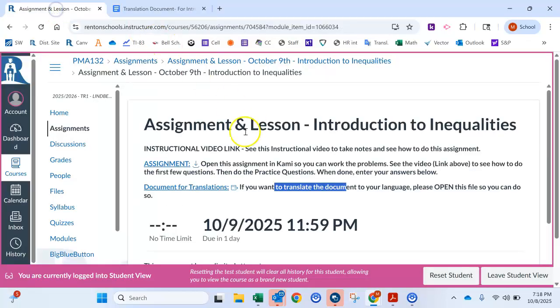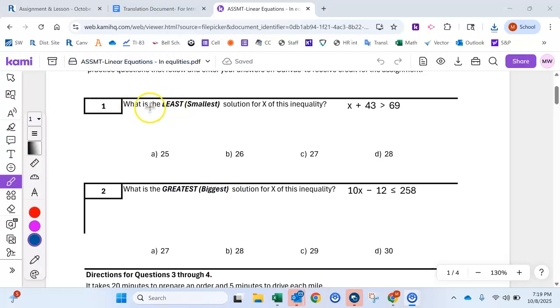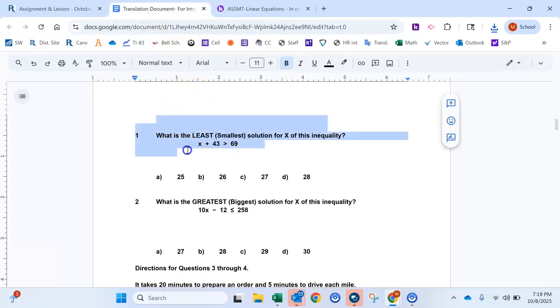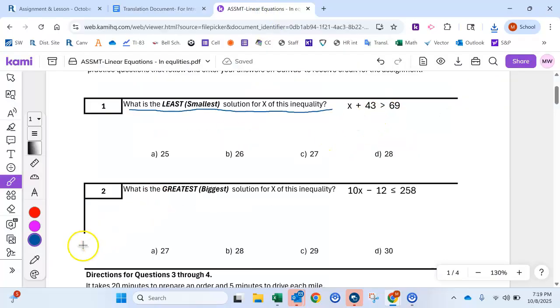Let me go back to the assignment and open it in Kami, okay? The first question we get is question number 1. What's the least or smallest solution for x in this inequality? Make sure you go back and do the translation, so you understand the word least, especially least, smallest, okay? All right, so how do we do this?